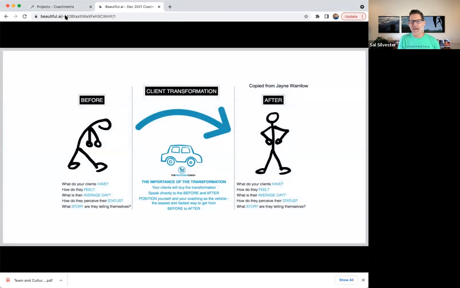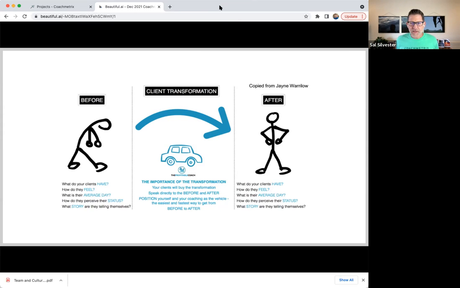And so this slide is a slide that when I was doing some coaching with Jane Worlow, she was my coach for several years, she showed it to me, and it's a slide that helps us think about what is the journey that your customer goes on? How do they show up when they first meet you? Frank, you mentioned you've got a new customer that you're excited about. What do they have? How do they feel? What does their average day look like? And then what's this journey that you're going to take them on so that there's a clear before and after transformation that happens as a result of your process?